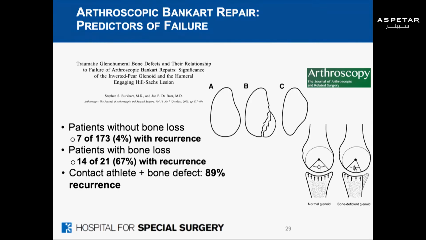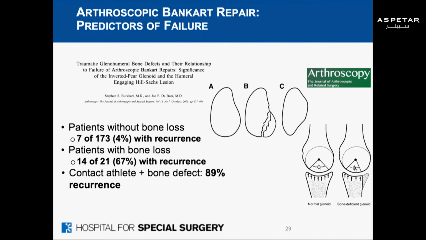They looked at patients without bone loss who had an arthroscopic Bankart repair, and they had a 4% recurrence rate, which is great. Patients with bone loss, however, had an almost 70% recurrence rate. And to compound this, if you took a contact athlete, in their group they're from South Africa, a lot of rugby players, a contact athlete with a bone defect, it was almost a foregone conclusion that they were going to recur with an arthroscopic stabilization.